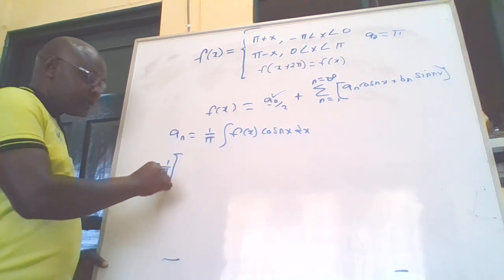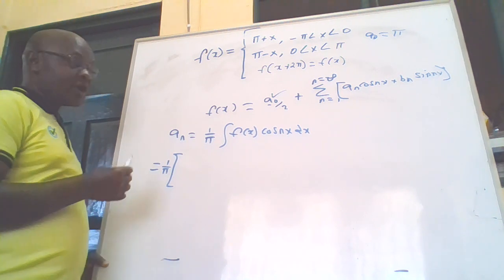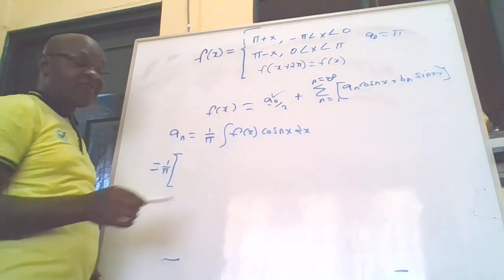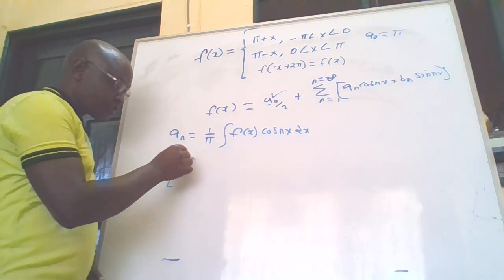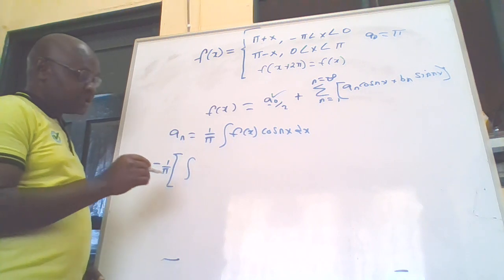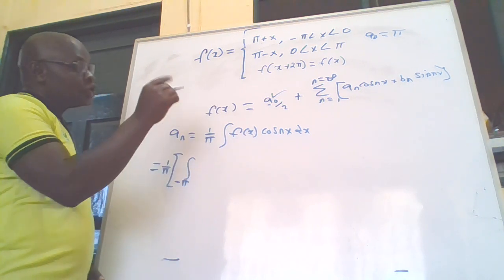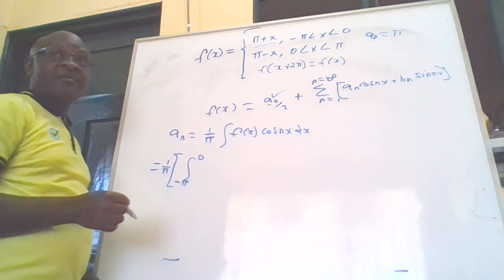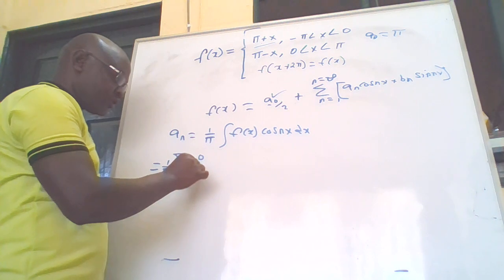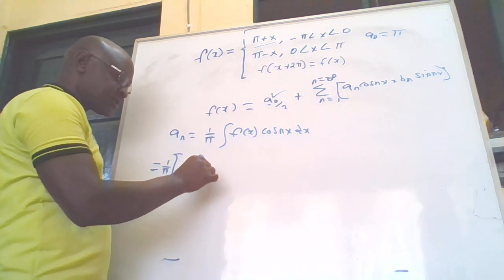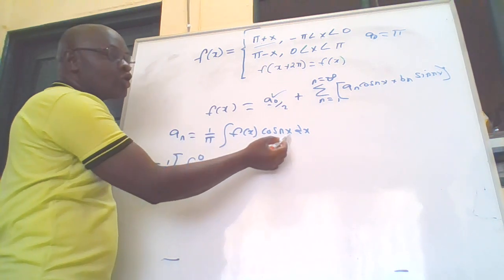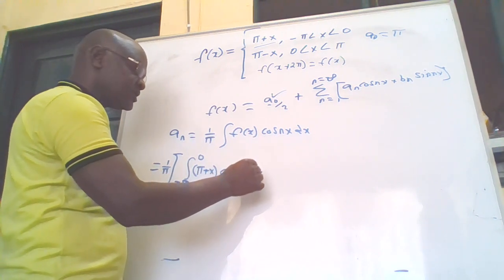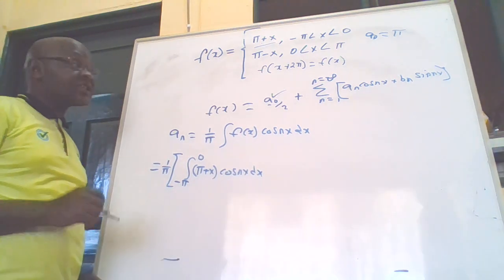Therefore, AN will be equal to 1 over pi into, now remember we have two intervals over which we are performing integration. We have this interval and that interval. So we shall have the integral, from the first interval, which is from negative pi to 0. What is f of x in that interval? f of x is pi plus x. Pi plus x, and then we have cos nx dx. That is the first interval.